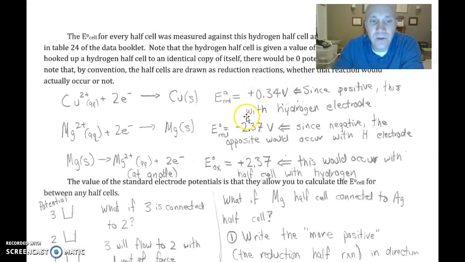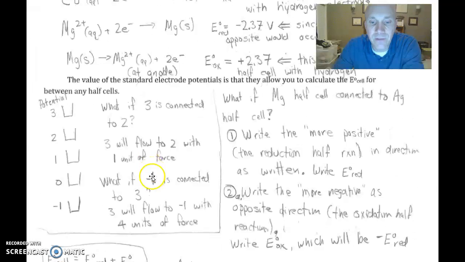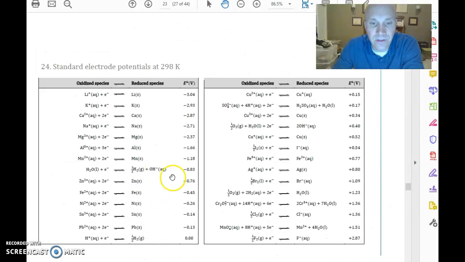So let's compare that to something on the list that's negative. What I'm going to choose is magnesium right here. And you'll notice that it's got a negative voltage. Remember, all these values are relative to that hydrogen electrode. So what that negative voltage means is that the reaction that would actually occur is the reverse of this. It's going to be the magnesium which gets oxidized.